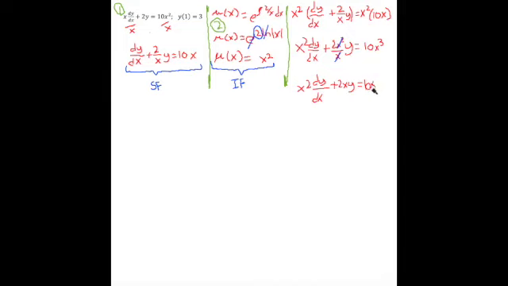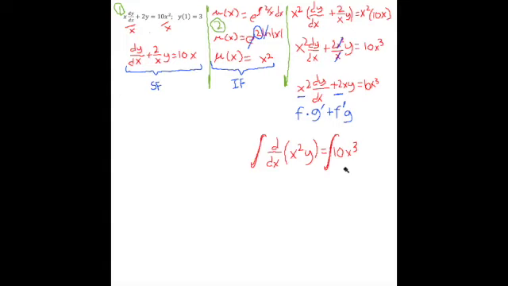Simplifying, we have x² dy/dx + 2xy equals 10x³. This is a really important part of the process, as what we're left with is essentially the product rule on the left side of the equation. So as you can see, we have f times g prime plus f prime times g equals 10x³. Because we have the product rule on the left side here, we're able to rewrite the differential equation as d/dx of x²y equals 10x³.